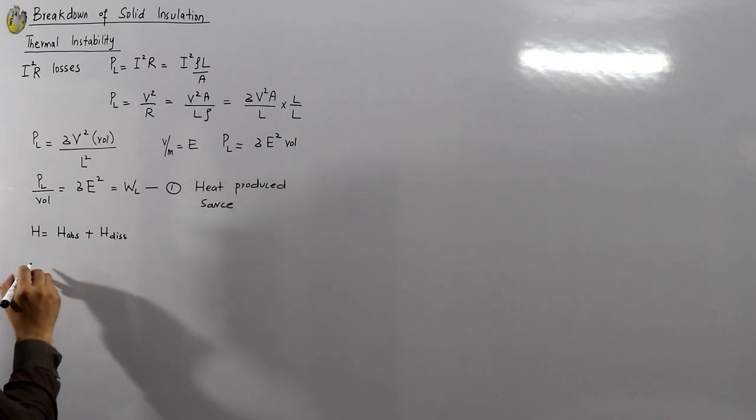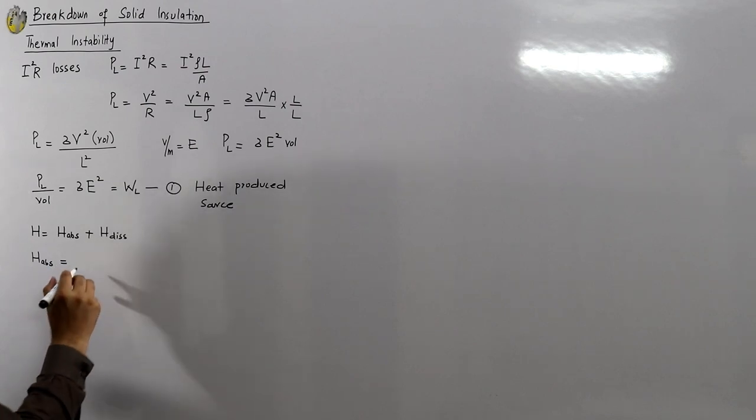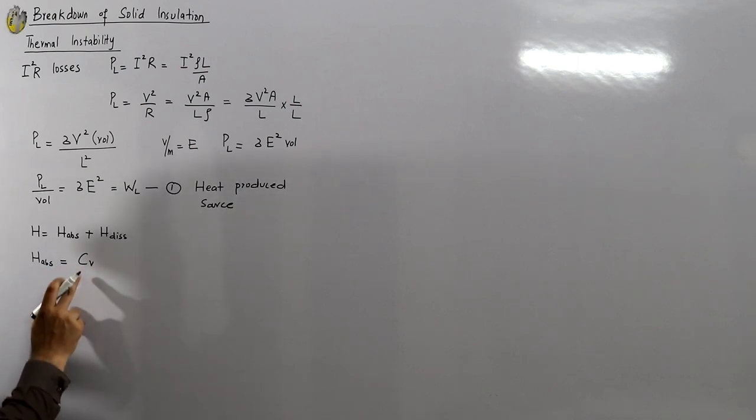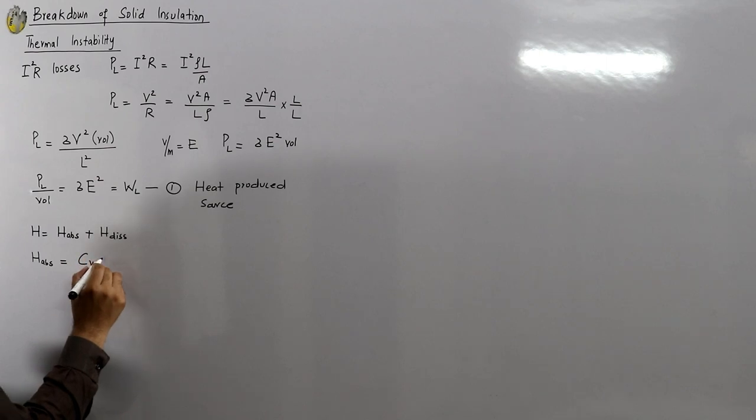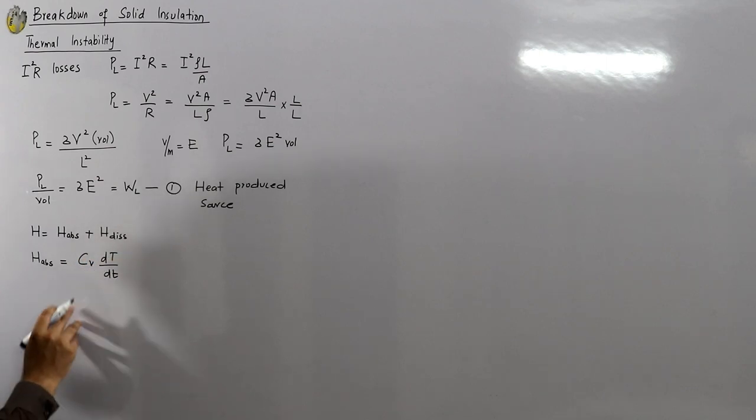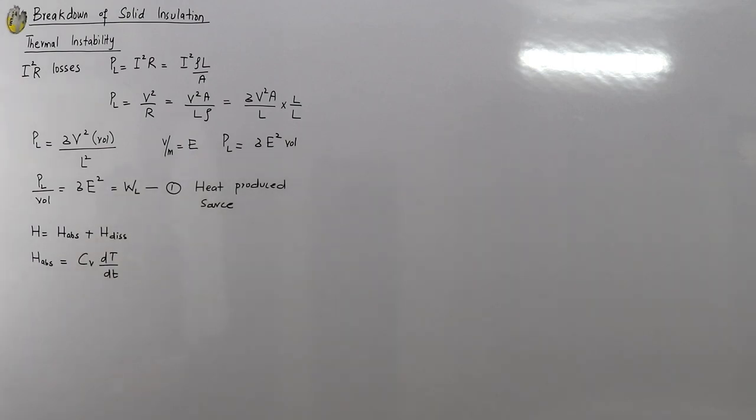Now the heat absorbed, according to the first principle of thermodynamics, we are talking of a constant volume. This would be Cv dT upon dt, the derivative. Cv is the specific heat at constant volume, and this dT by dt is what? This is the temperature gradient.